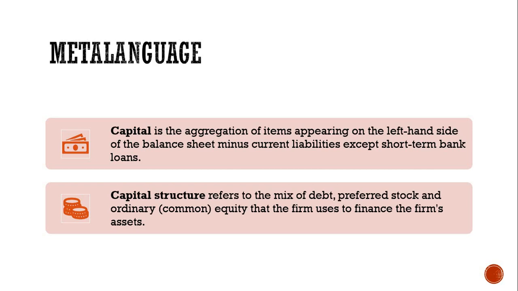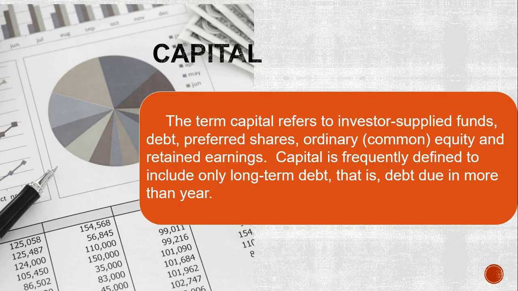When you say capital structure, it is the mix of debt, preferred stock, and ordinary or common equity that the firm uses to finance the firm's assets. So capital structure is the mix of your debt and equity. Remember, long-term debt and equity are what finance the business operations or activities. Okay, so now, capital.